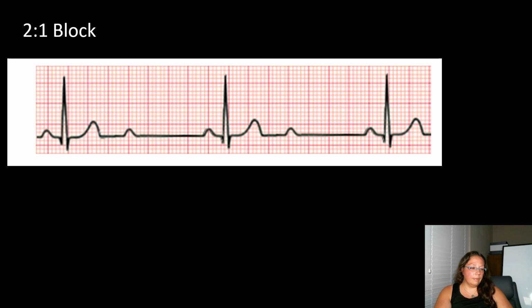Again, you don't really get tested on this. I've never been tested on a 2-to-1 block. But it's good to know that it is out there and it is talked about.